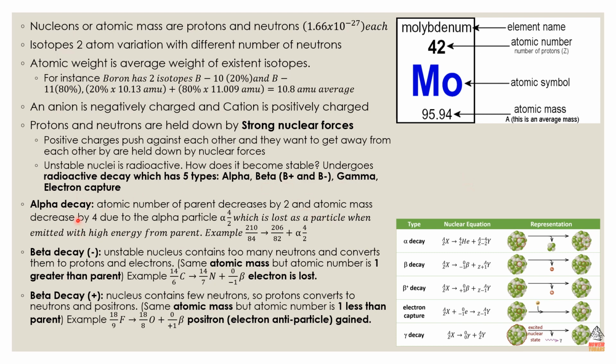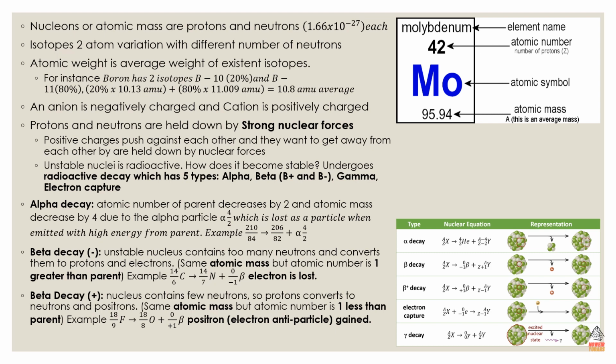So let's start with alpha decay. In alpha decay, the atomic number of the parent is decreased by 2 and the atomic mass is decreased by 4. So that's the alpha particle. It's basically 4 for the atomic mass on top and 2 for the number of protons.